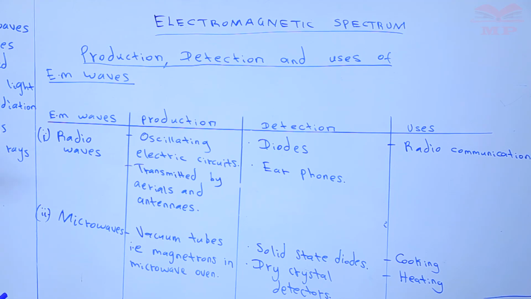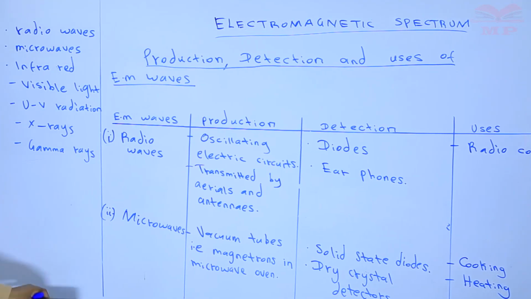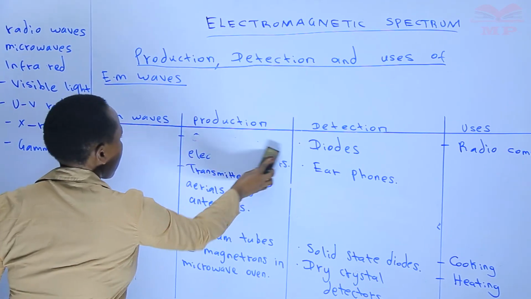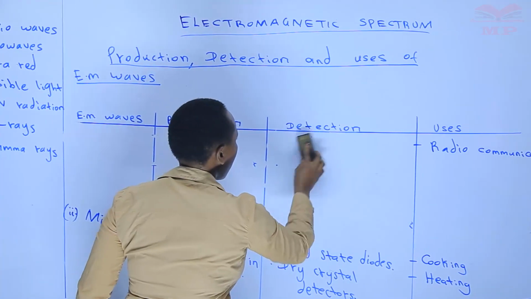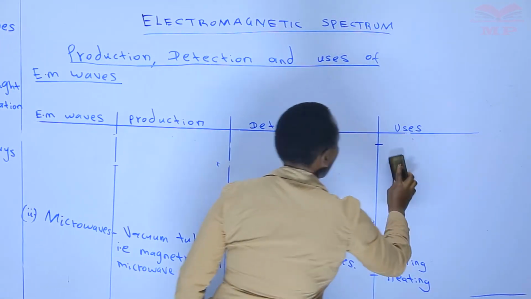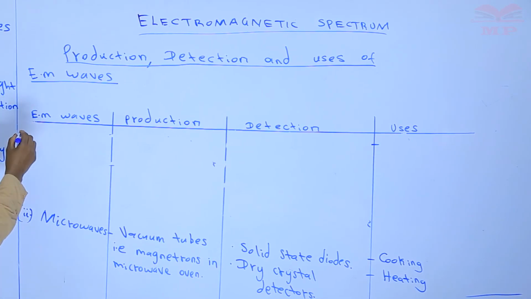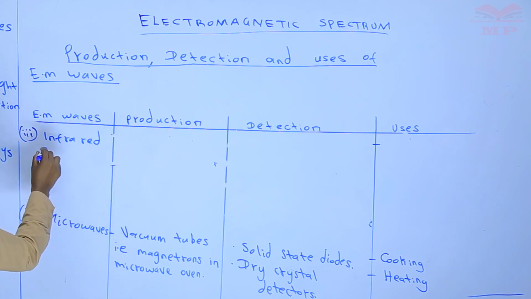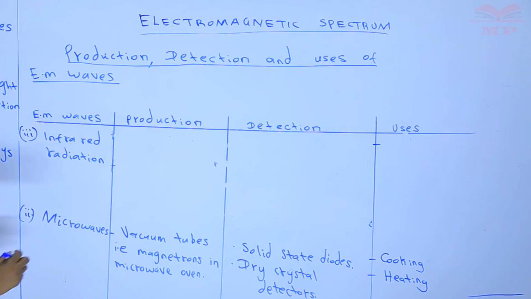Then we can move on to the next one, which we are calling the infrared. Number 3, we move to the infrared radiation. We see how the infrared radiation is produced, how it is detected, and what are the uses. So number 3, we have the infrared radiation.